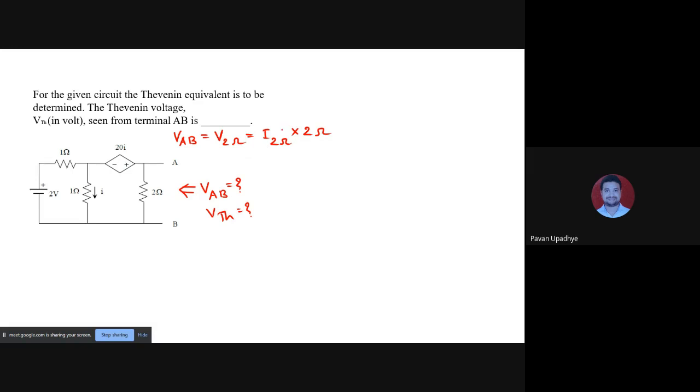So your next target can be finding the value of the current through the 2 ohm, in this direction. The current through the 2 ohm is what we actually need to find. If that is done, then we are done with finding the voltage between points A and B. So these are points A and B. Look at this carefully. So shall we start doing it?